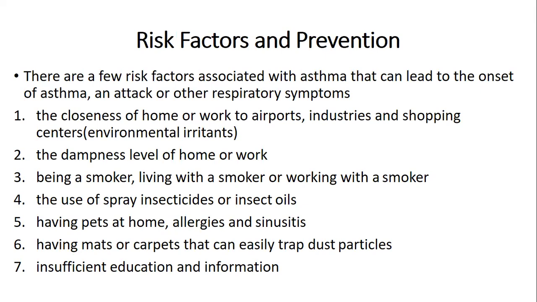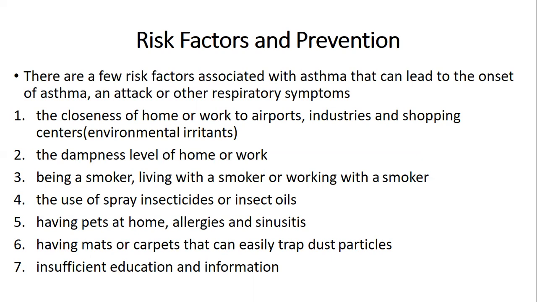Risk factors and prevention. There are a few risk factors associated with asthma that can lead to the onset of asthma, an attack, or other respiratory symptoms. Number one, the closeness of home or work to airports, industries, shopping centers. These are risk factors in that these are pollutants. Usually you have urbanization in these arrangements, you have environmental irritants which the industries and the airport will be releasing into the environment. So if you are living near, you will be exposing your airway more often to these irritants. At the end of the day, you can develop asthma.